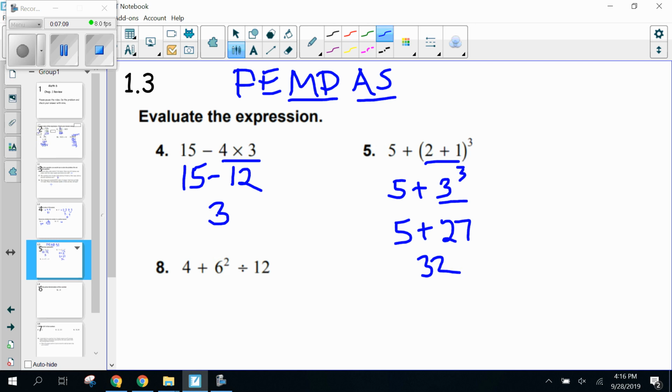Okay, number 8. We have to do our exponent first. So we rewrite the problem. We have 4 plus, remember 6 squared means 6 times 6. So that's 36 divided by 12. Our next thing is to divide. So now we have 4 plus 36 divided by 12 is 3. So our final answer is going to be 7.